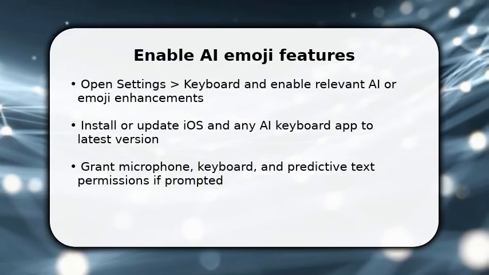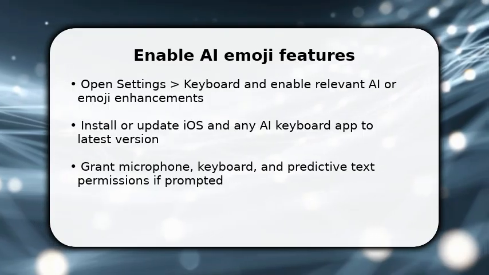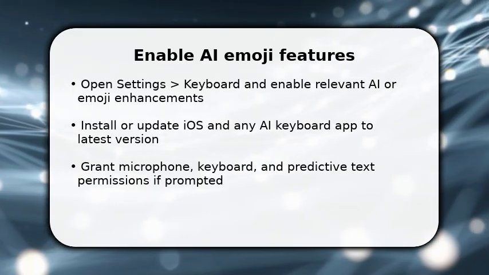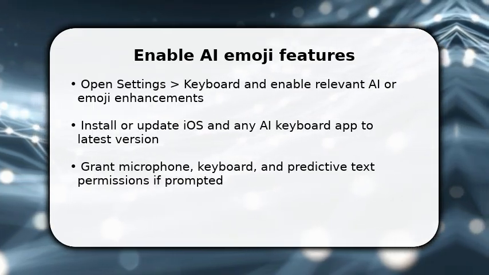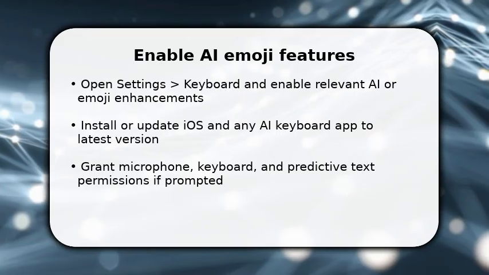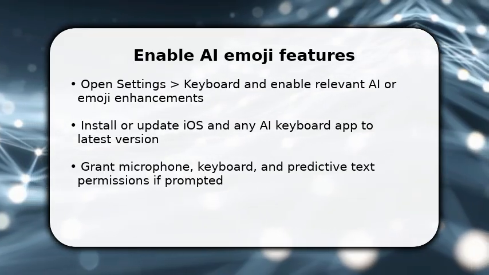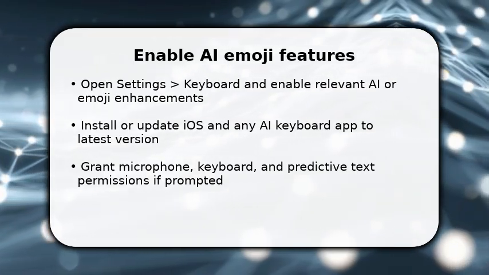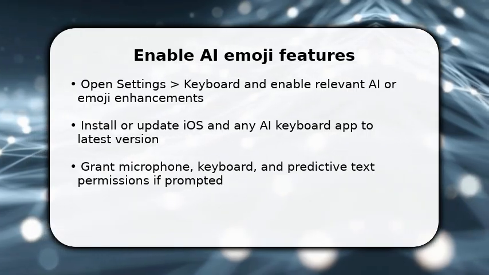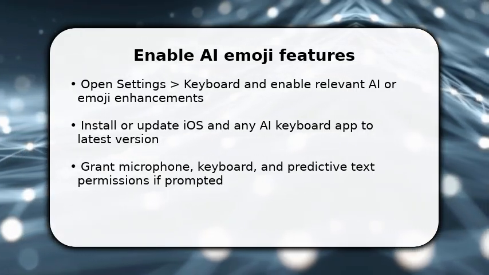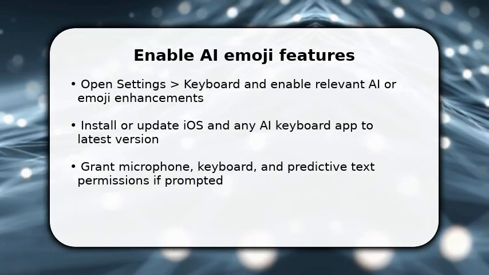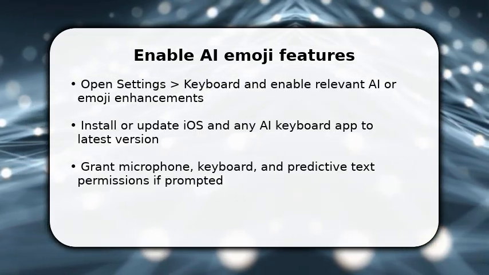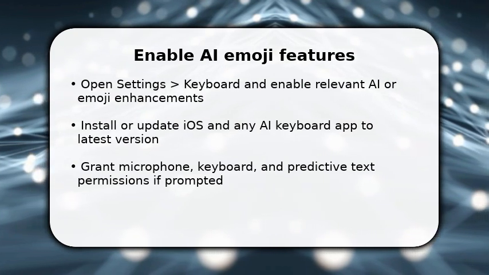You start by turning on the features that let the phone generate AI-style emoji. Open Settings and go straight to Keyboard to enable predictive and emoji enhancements. If you use a third-party AI keyboard, install or update it now. Make sure you grant microphone and full keyboard access so suggestions work. Once done, restart the Messages or Chat app to load the keyboard. This ensures the phone can analyze your text and suggest emoji variations automatically.